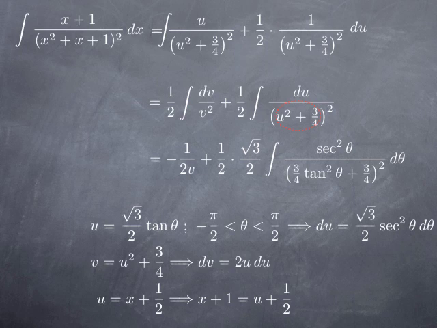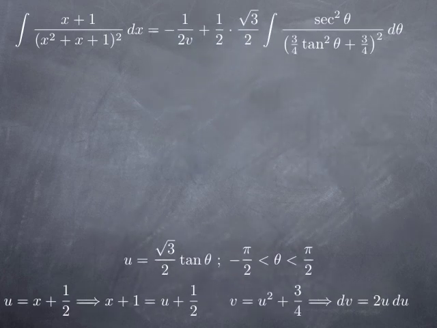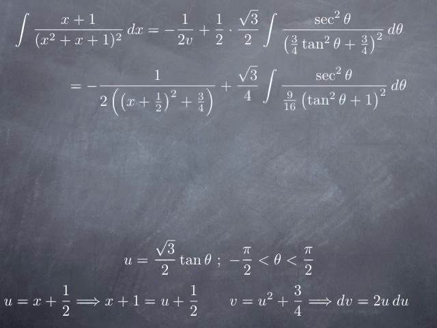Then we have 1/2 multiplied by root 3 over 2, and then we have a secant squared at the top, and at the bottom, inside the parentheses, 3/4 tangent squared theta, which is u squared, plus 3/4, all that squared. Okay, now, if I replace v by its value, v was u squared plus 3/4, and I replace u by its value, so now 1 over 2v is really 1 over 2 times x plus 1/2 squared plus 3/4.